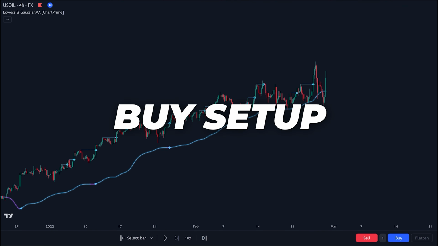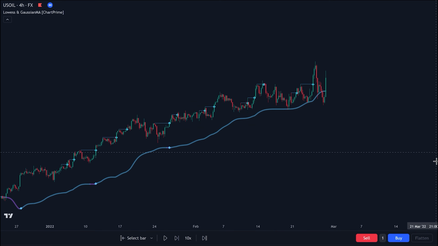Buy trade setup. The price is generally in an uptrend as it's trading above the blue Gaussian moving average, signaling that bullish momentum is dominating. However, we see the price attempt to dip below the Gaussian moving average, creating a fake out.